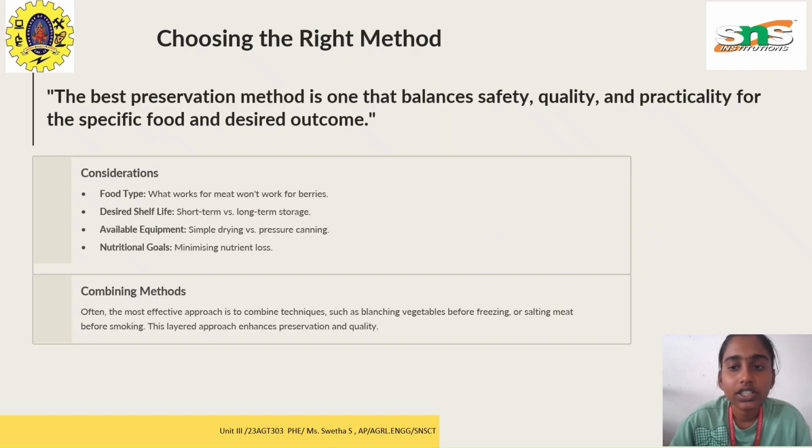Safety, quality, and practicality are key for choosing a preservation method. Here are some considerations we have to look at in food preservation: food type, desired shelf life, available equipment, and nutritional goals. There is also combining methods, like blanching vegetables before freezing and salting meat before smoking. Safety is also very important in food because contamination causes foodborne illness in humans.